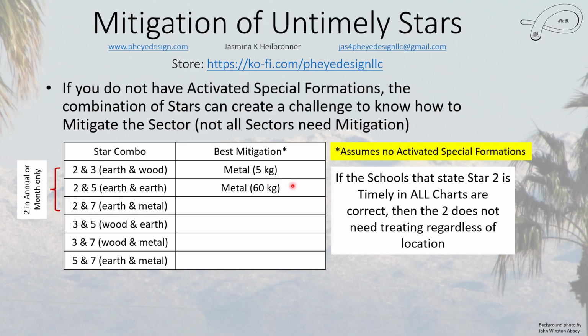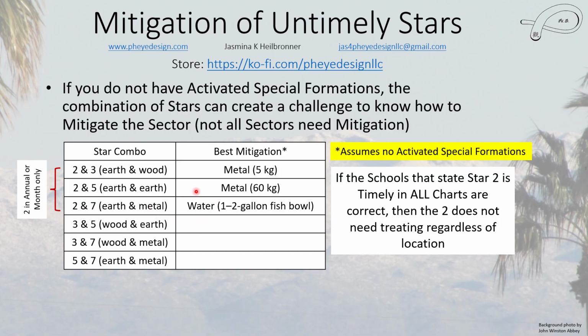And you don't have to add more metal when the month star 2 comes along, because it's already been tamped down. So this is why 60 kilograms is there. And I would say, yes, star 5 is probably twice as bad, maybe a little bit worse than star 2 in general. Now, when it comes to the 2 and the 7, we have the earth and the metal.